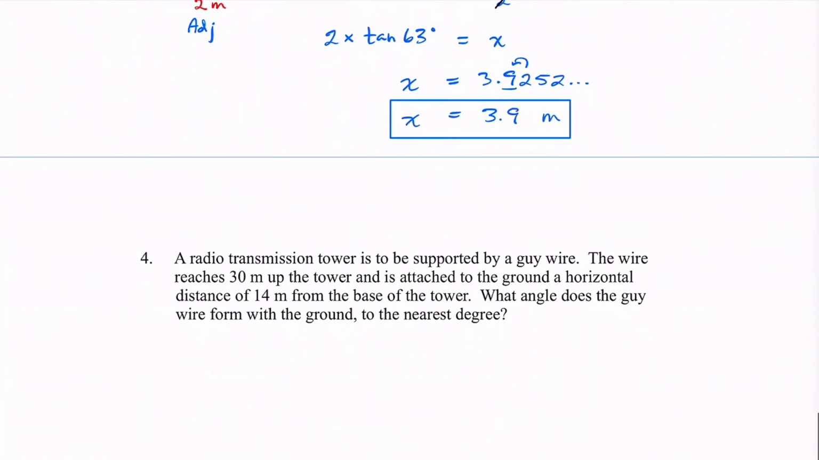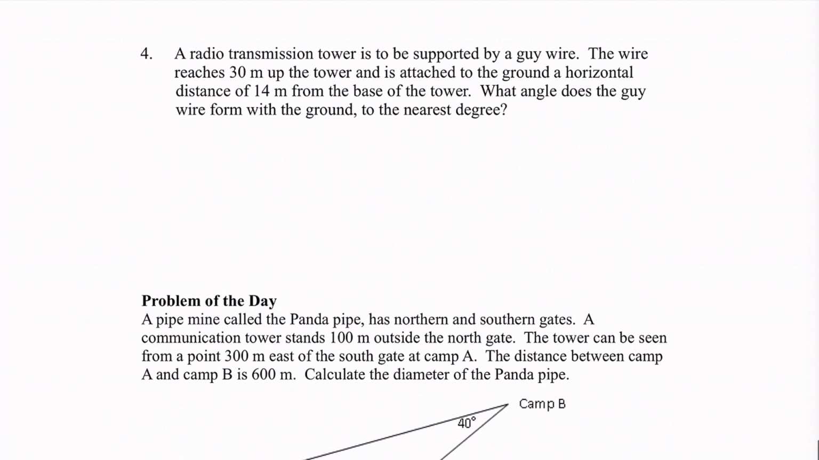On to the next question. In number 4, it says a radio transmission tower is to be supported by a guy wire. So I know I'm going to have a tower, so I'm just going to draw a quick little picture. We got the ground, I'm going to have my tower going up, and this is going to be supported by a guy wire. So I'm going to attach a wire onto the top of the tower and go to the ground. It says the wire reaches up 30 meters up the tower and is attached to the ground at a horizontal distance of 14 meters from the base.